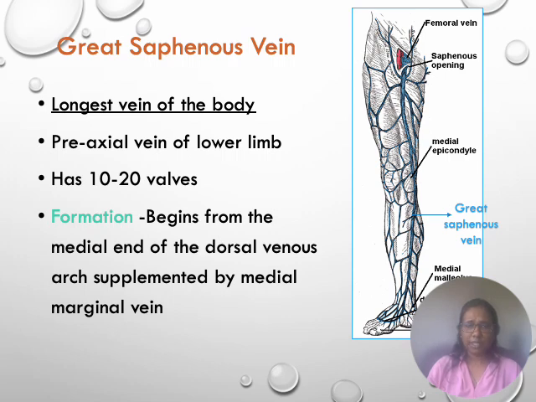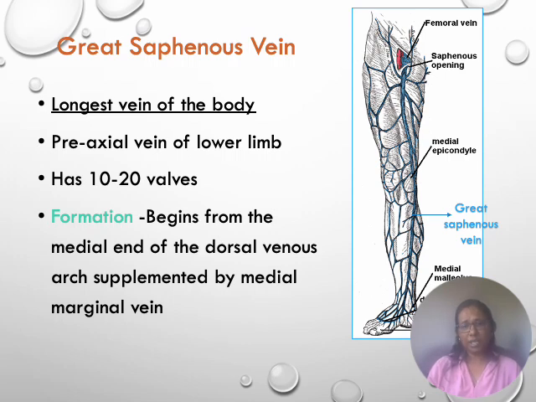Second point which I have put up there is the preaxial vein of the lower limb. Embryologically, during development, it is preaxial. That means this vein lies cephalic to the axis of the lower limb bud. Now, as the lower limb bud is rotating medially, though it is in the upper part of the axis line, it comes to lie along the medial aspects of the lower limb bud. It has 10 to 20 valves.